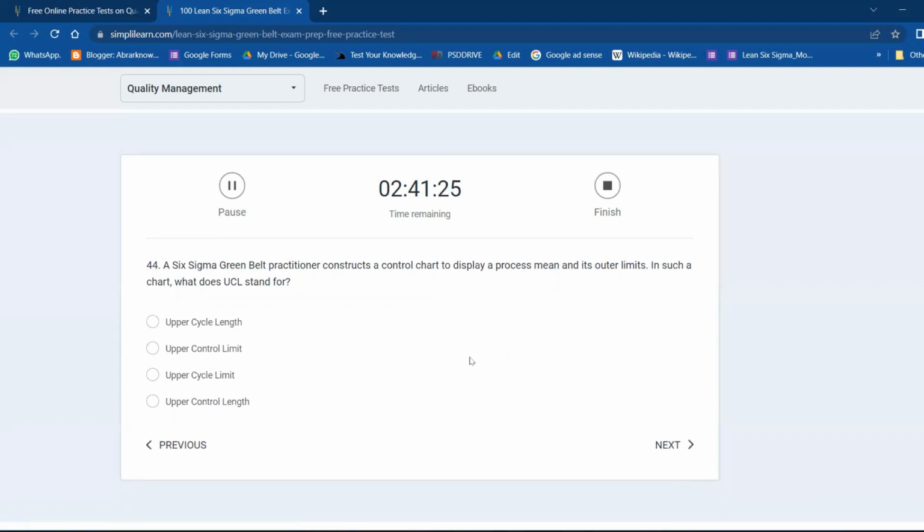So a Six Sigma green belt practitioner constructs a control chart to display a process mean and its outlier. In such chart, what does UCL stand for? Very simple. UCL stands for upper control limit, not upper control specification. This is limit.